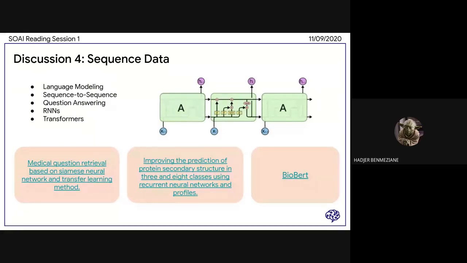And then we have another task, which is question answering. In question answering, the goal is that we have some question and we need our model to learn the answers to these questions. So it's basically like a chatbot, but more specific chatbots. So maybe a medical chatbot or a customer chatbot, etc.